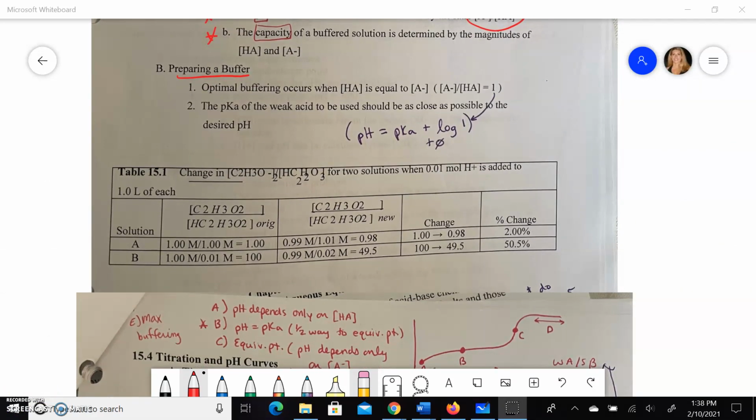And then this table is just showing you that as you add H plus or OH minus, it doesn't change the pH very much if you have a buffer solution. And I'm going to do some more buffer examples for the calculations in your next video.